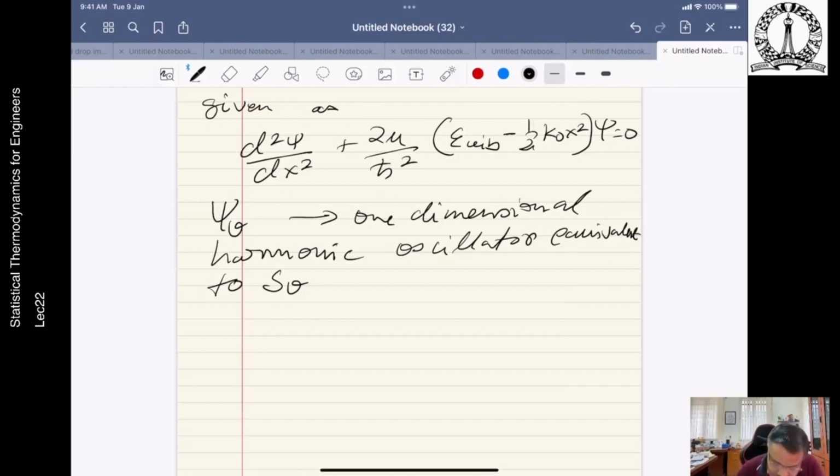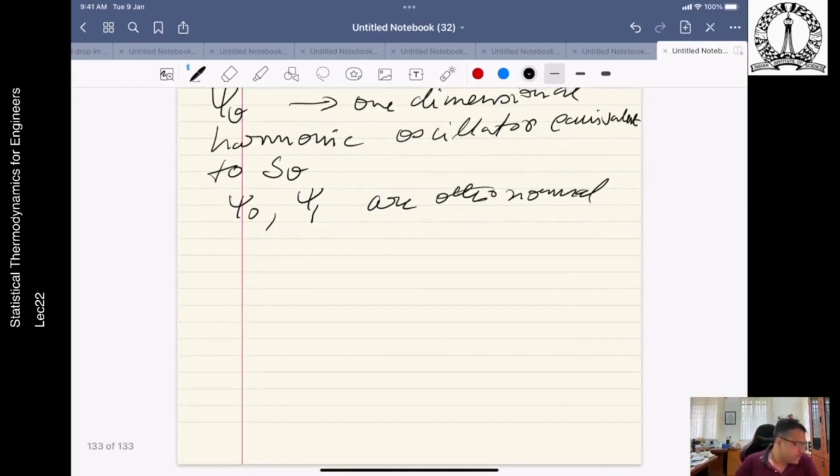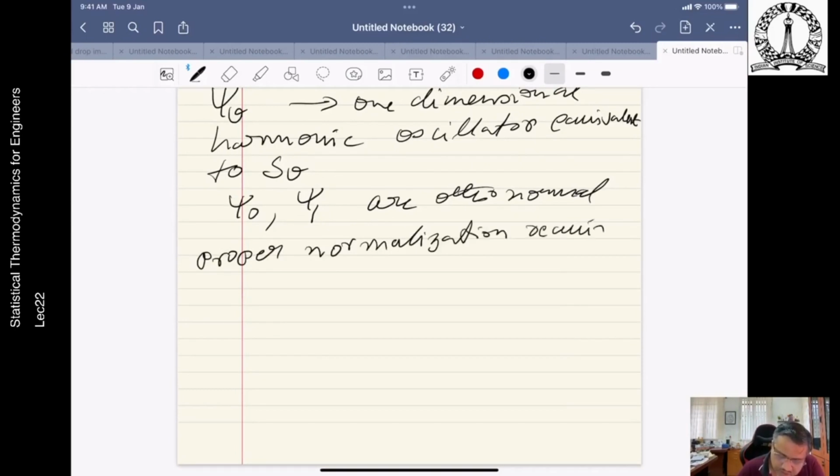Okay, we want you to show that chi naught and chi 1 are orthonormal. First and foremost, proper normalization requires the integral from minus infinity to plus infinity of psi star psi dx to be equal to 1.